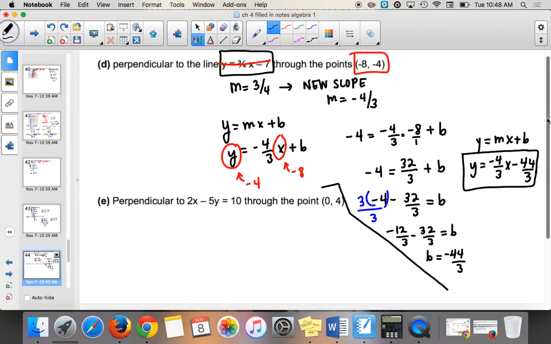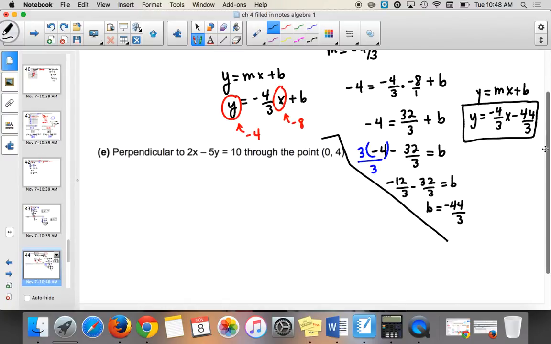All right, so this next one. So it says perpendicular to 2x minus 5y equals 10. These ones are the hardest ones. What makes this one difficult? Perpendicular. It says perpendicular. Now, what do you think? Yeah, it's not in the form y equals mx plus b. So we need to get this in the form y equals mx plus b.